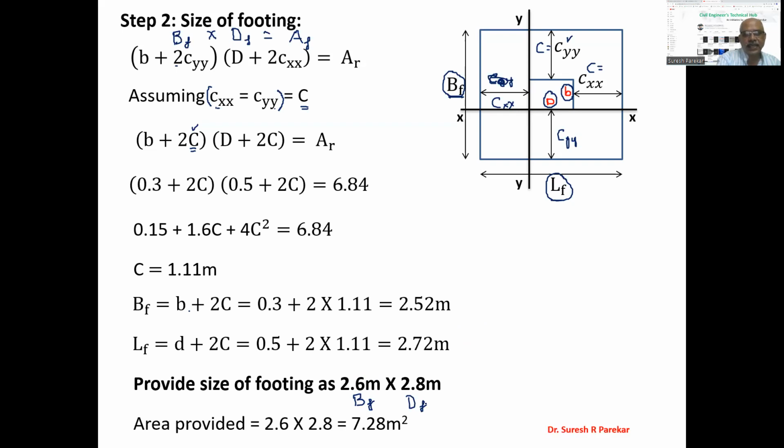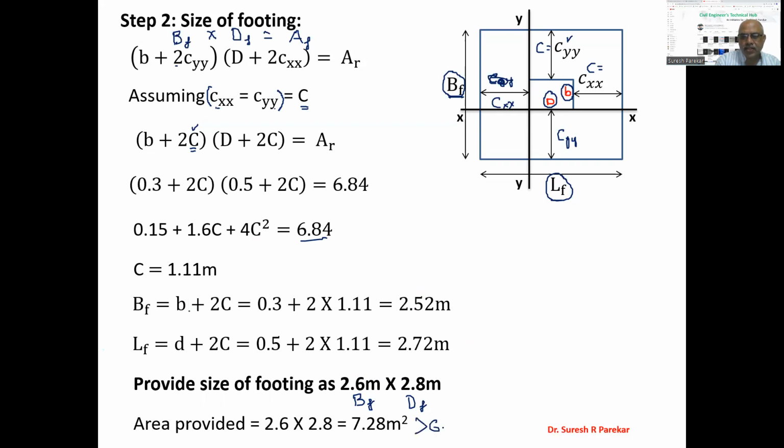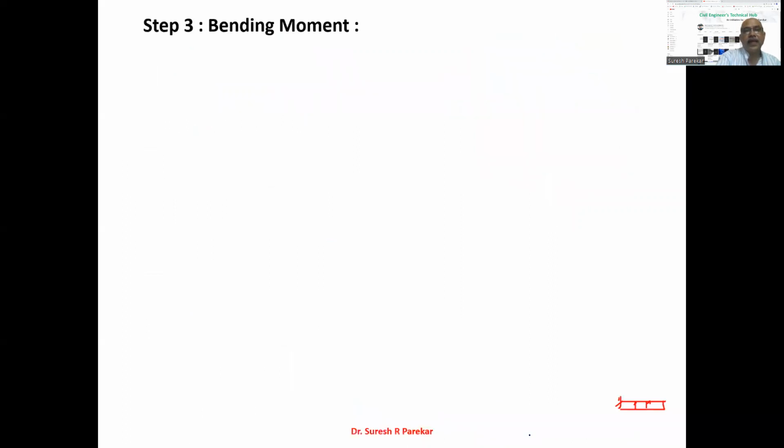So provide this dimension, which will give us area provided of footing as 7.28 meters square, and we have required value 6.84. So this is greater than 6.84 square meter. So it's okay. Therefore, okay.